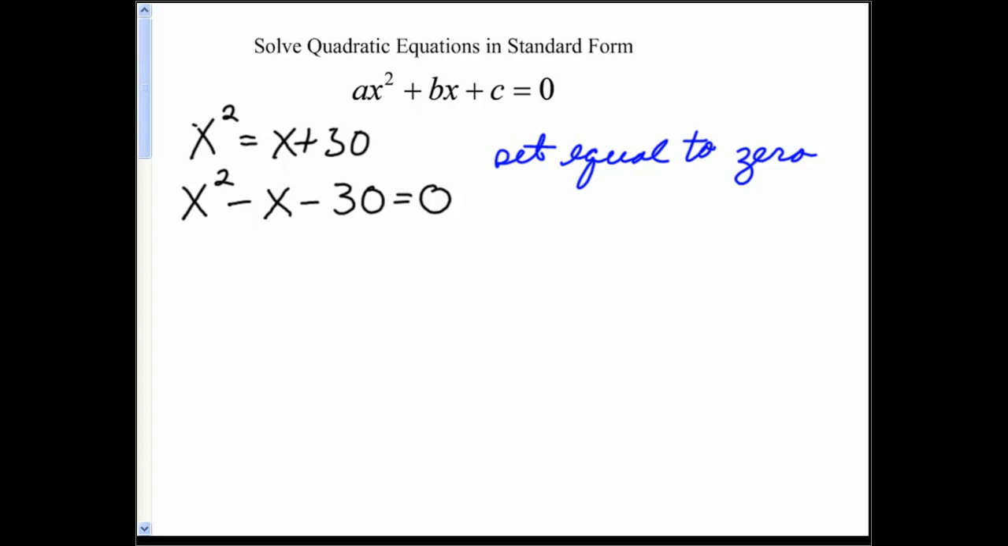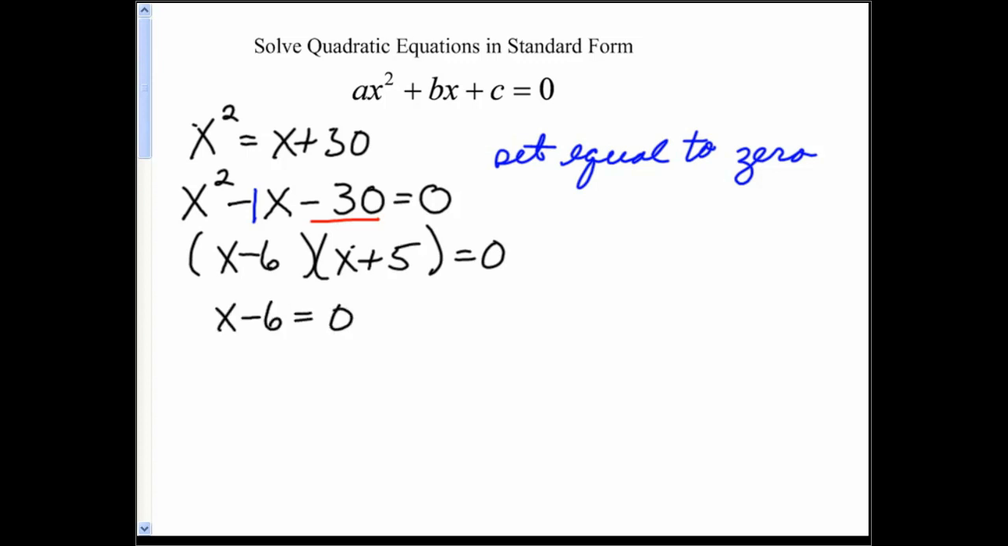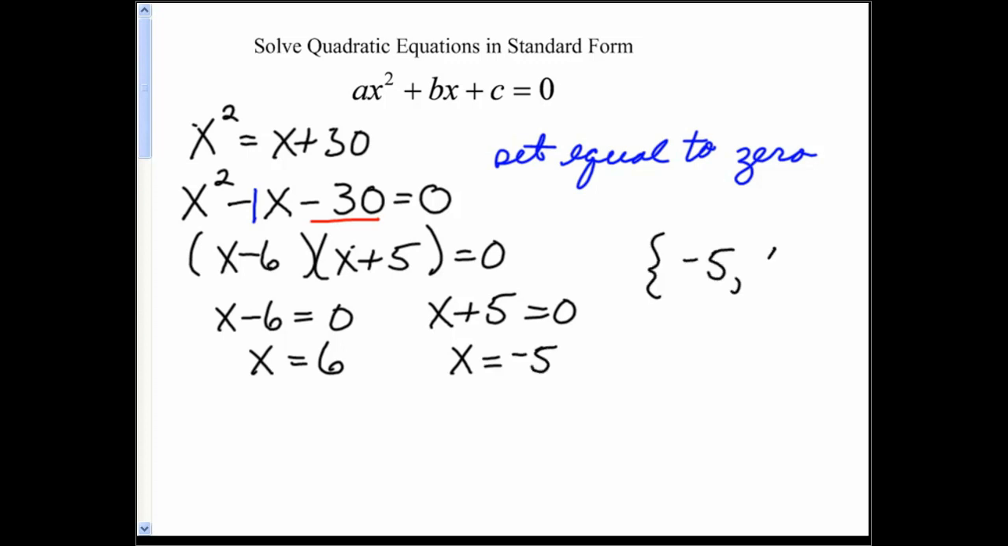Factoring this trinomial, we need two numbers that multiply to negative 30 but add up to a negative 1. And that will give us two binomials, x minus 6 times x plus 5. Now each of these factors with a variable are set equal to 0, and solve for x. X will equal 6, x will equal negative 5. So our solutions are negative 5 and 6.